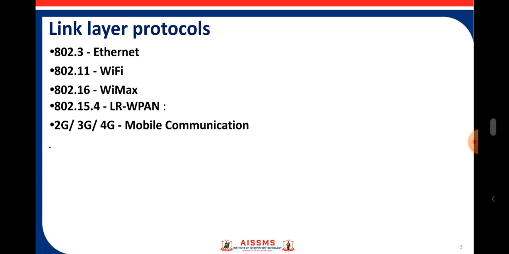The last is 2G, 3G or 4G, that is mobile communication. There are different generations of mobile communication standards: the second generation, third generation, or fourth generation, and now the fifth generation is also in the market. Data rates for these standards range from 9.6 kbps, for 2G, up to 100 Mbps. So this is all about the link layer protocols.